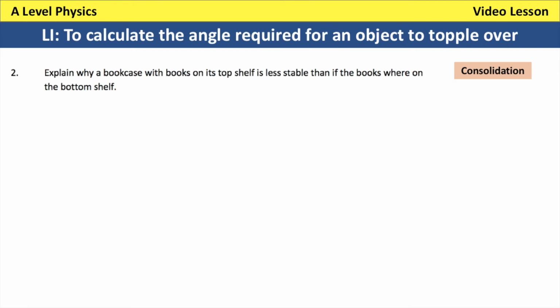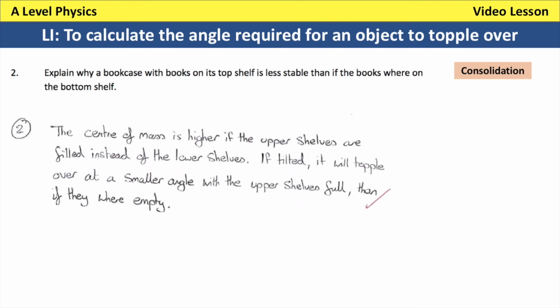Question 2. Explain why a bookcase with books on its top shelf is less stable than if the books were on the bottom shelf. Well, simply put, that is because the centre of mass is going to be higher up if the upper shelves are filled instead of the lower shelves. If it is tilted, it will topple over at a smaller angle when the upper shelves are full than if they were empty.